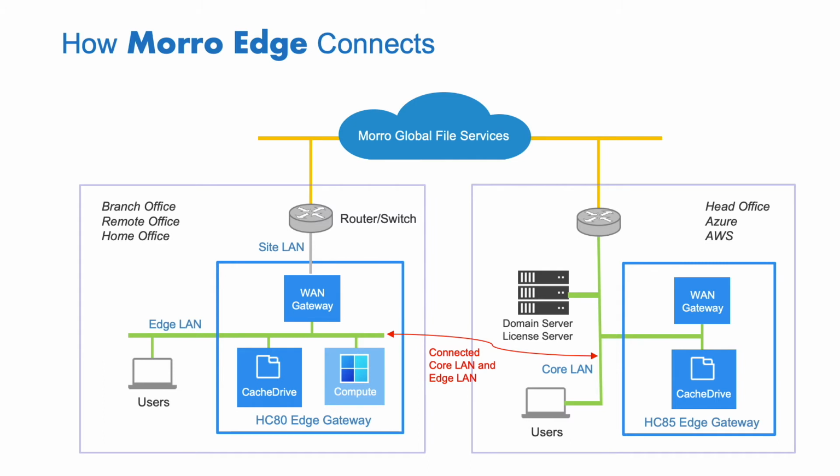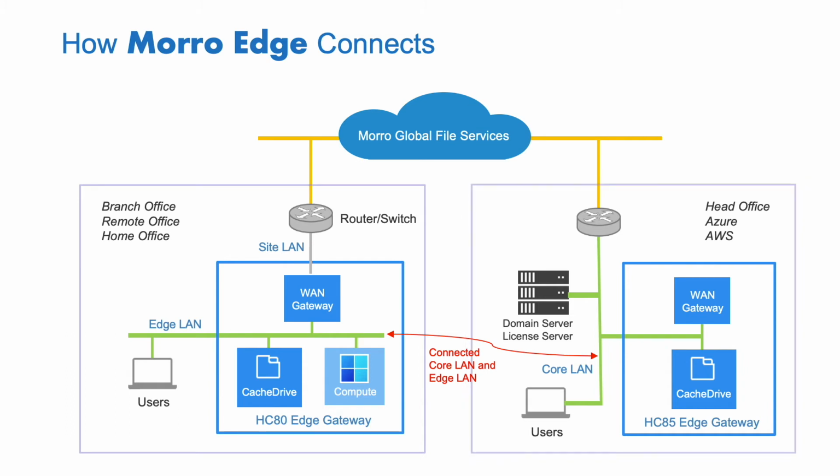Devices on the site LAN by default cannot access the Edge or core LANs due to the firewall built into the WAN gateway. The isolated Edge LAN is especially useful in home office scenarios where the site LAN may be used by any number of insecure devices, like mobile phones or IoT devices. Because the Edge LAN is completely isolated from the site LAN, corporate data will not be exposed to devices that may be compromised by viruses, spyware, or malware.